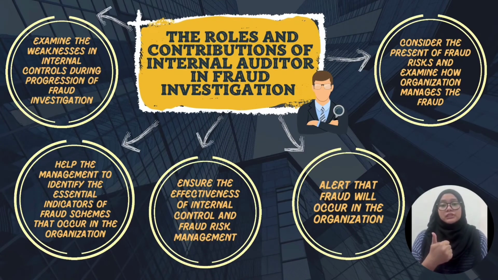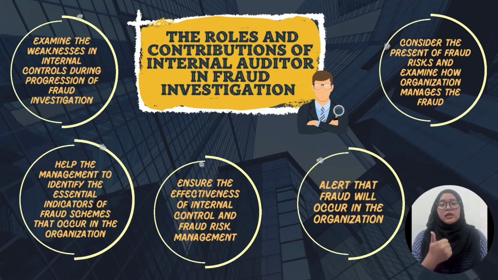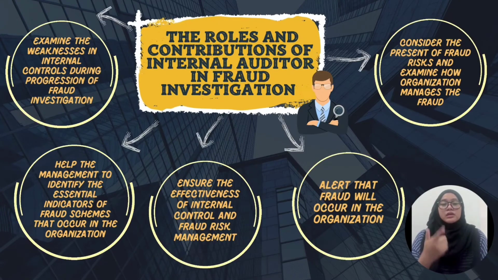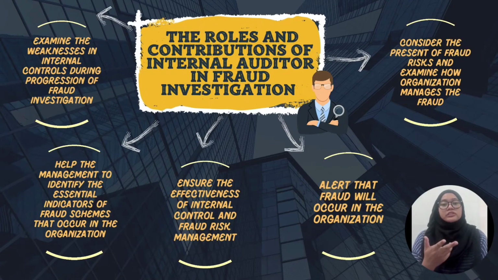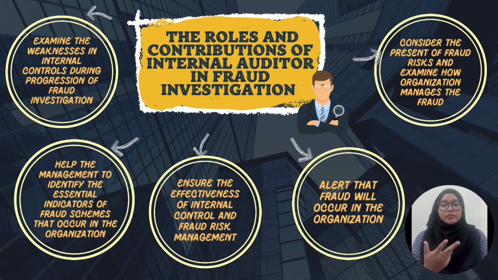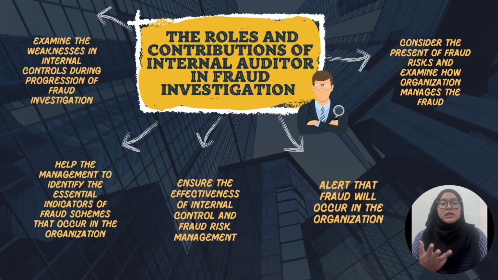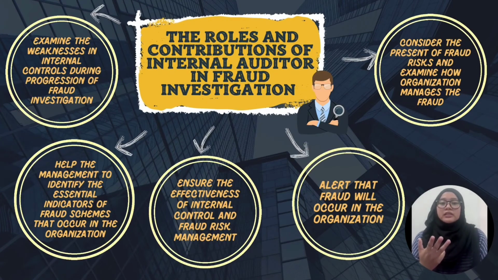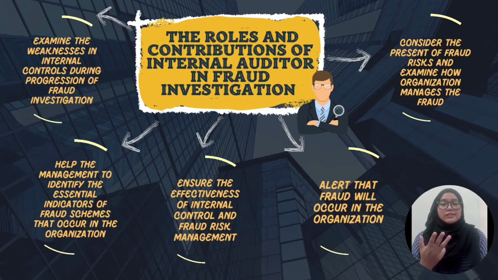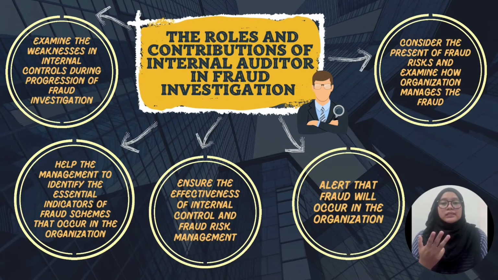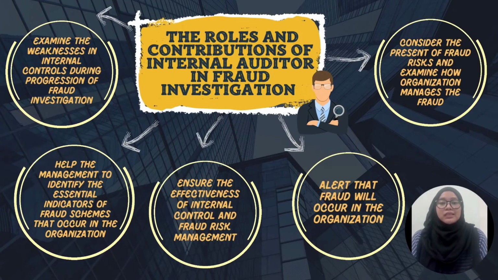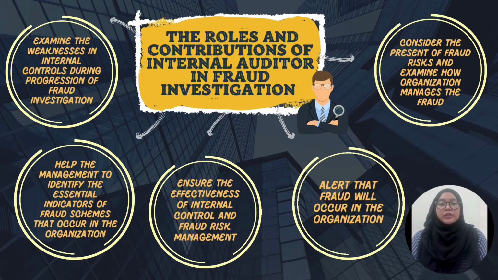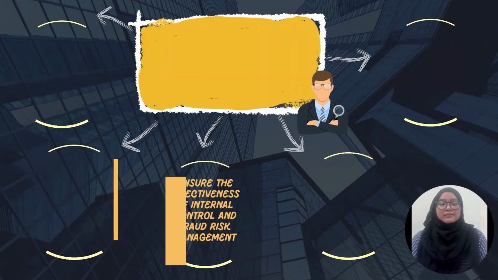The first one is consider the presence of fraud risk and examine how organizations manage the fraud. Second, alert that fraud will occur in the organization. Next, ensure the effectiveness of internal control and fraud risk management. Help the management to identify the essential indicators of fraud schemes that occur in the organization. And the last one is examine the weakness in the internal control during progression of fraud investigation.